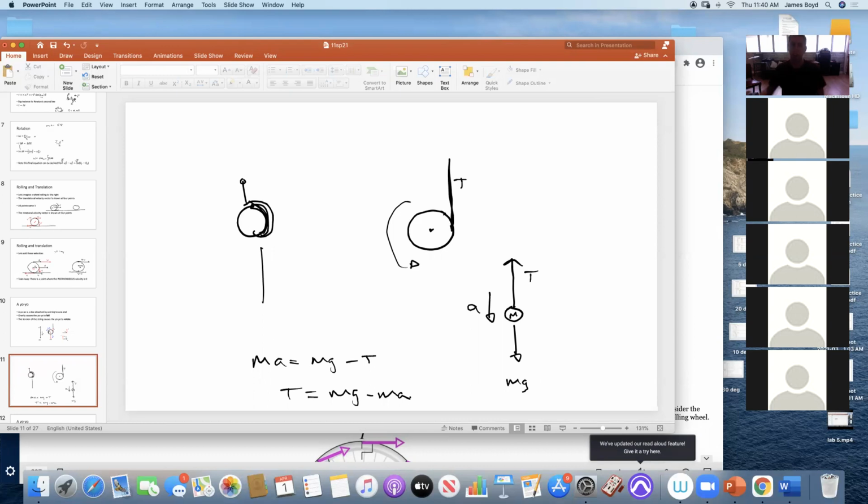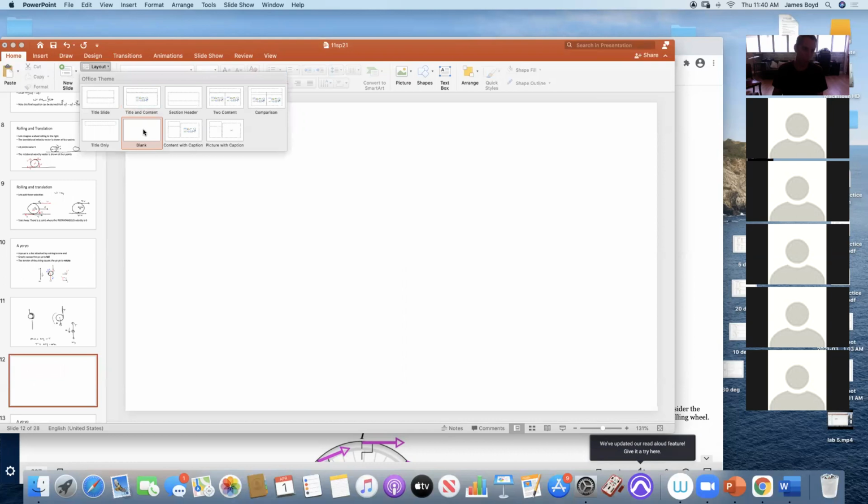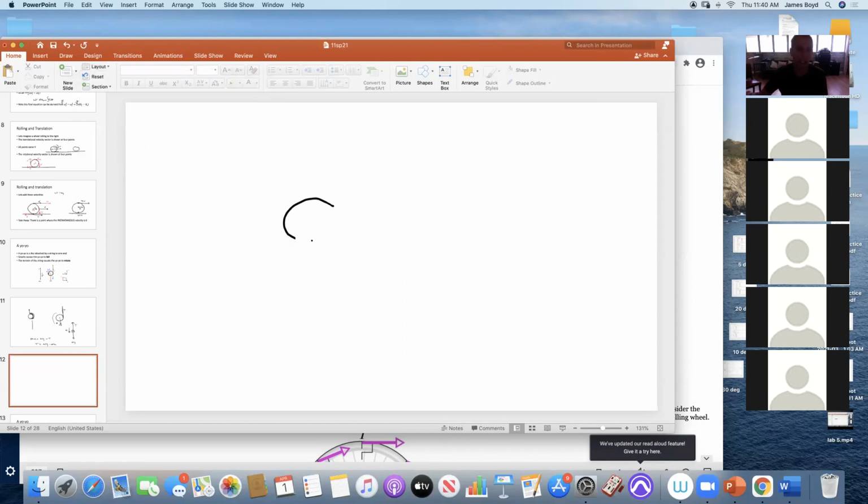Even though the tension and the weight are offset, we only care about the y direction. And in the y direction, T is up, mg is down, but because acceleration is down, we can write that. Now, however, we're going to have to write the torque. And the torque on this thing is like this. We know there's a force. It's going to rotate about this axis, okay?